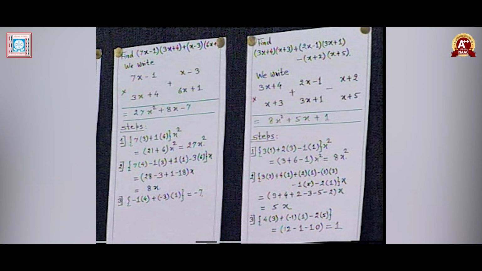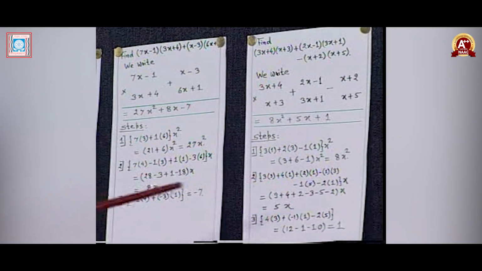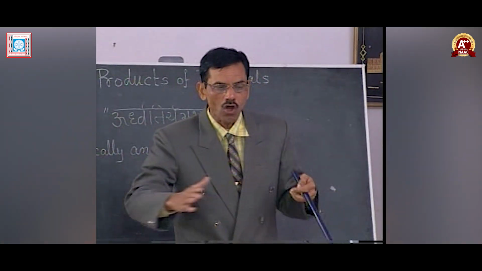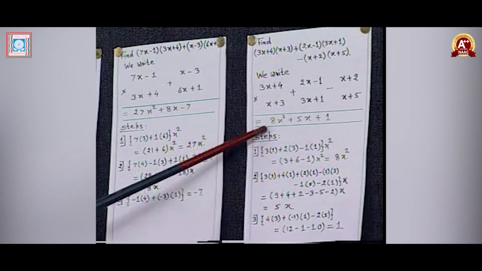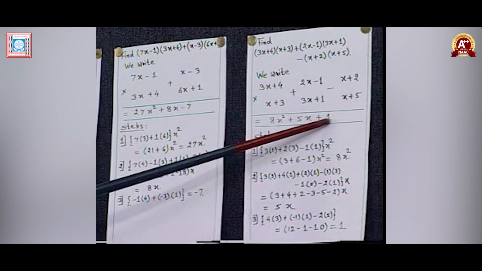Now you will realize from this example that this particular sutra, vertically and crosswise, helps us in finding the direct answer without evaluating individual multiplications: 3x plus 4 into x plus 3, then add to that 2x minus 1 into 3x plus 1, and then find x plus 2 into x plus 5 and then subtract. So all that time is saved and we get the answer very easily compared to what we used to do in our regular periods. So the answer is 8x squared plus 5x plus 1.